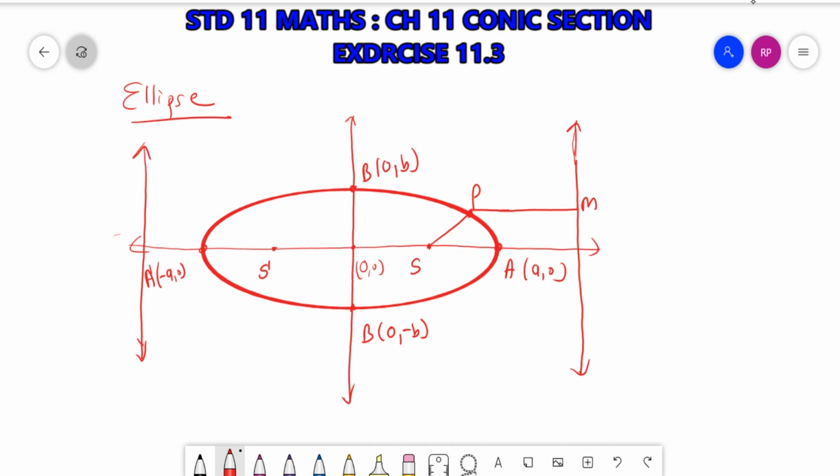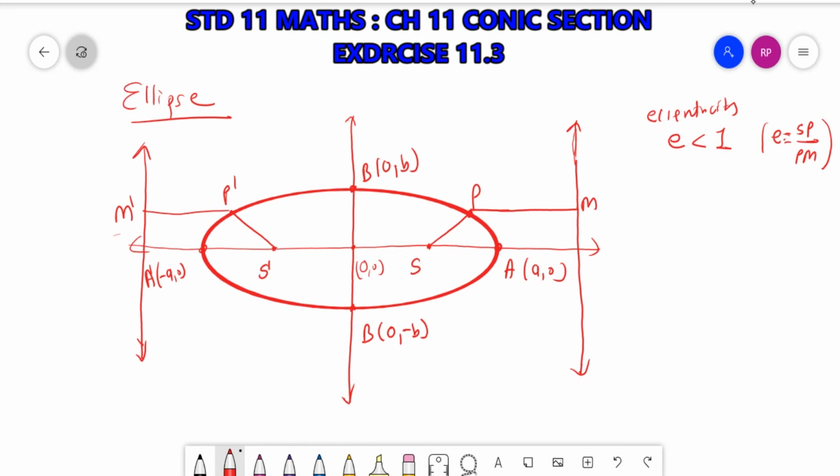then the ratio E will be equal to SP by PM, and in this case the eccentricity E will be less than 1. E is called eccentricity, where E is the ratio of SP upon PM. In a parabola we had seen that this value was equal to 1, while in an ellipse it is less than 1. You can also take the other side: if you take the point P dash and M dash, then S dash P dash upon P dash M dash is E, and that value is less than 1. Clear?